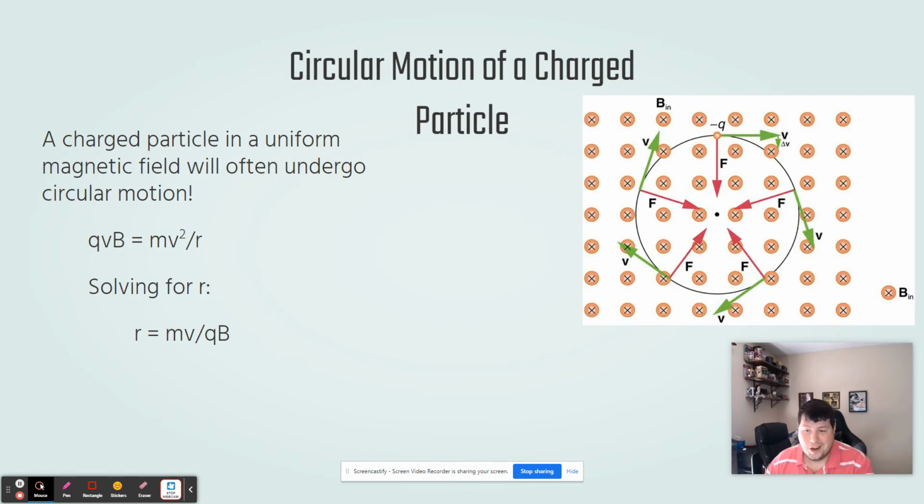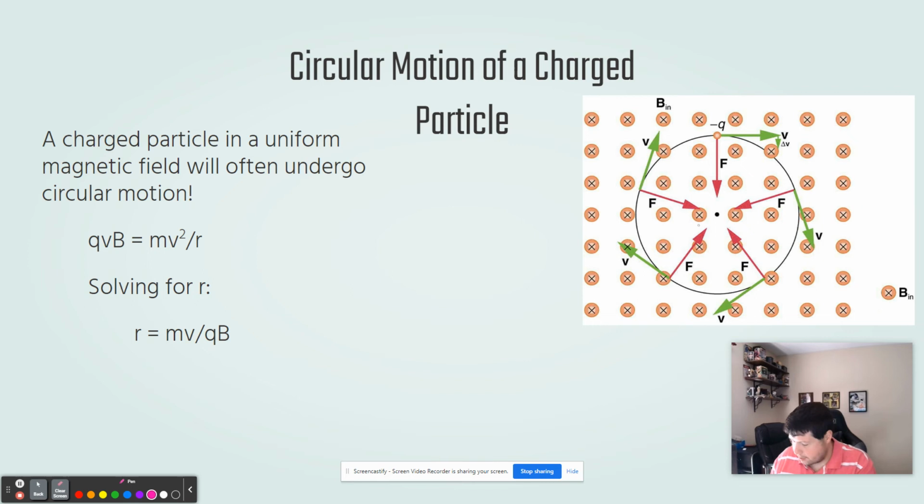Another interesting situation that seems weird, but I'll get to in a second why this is important, is that particles in a uniform magnetic field will undergo circular motion. So you might remember talking about circular motion back in Physics 1, and that's actually very important for charged particles. If you put a charged particle in a field, you might remember that we use the right-hand rule to figure out what direction it's going to be moving in a magnetic field.